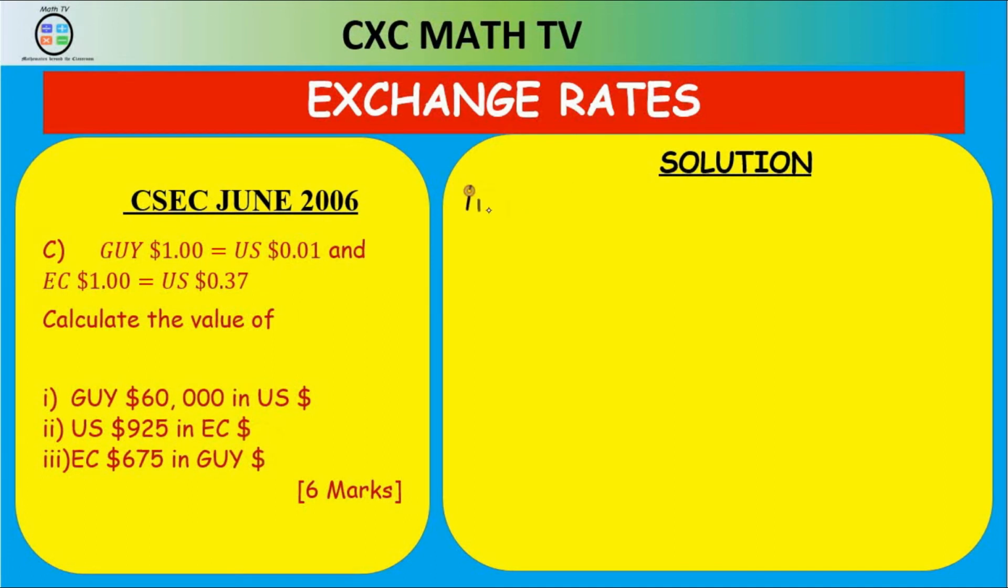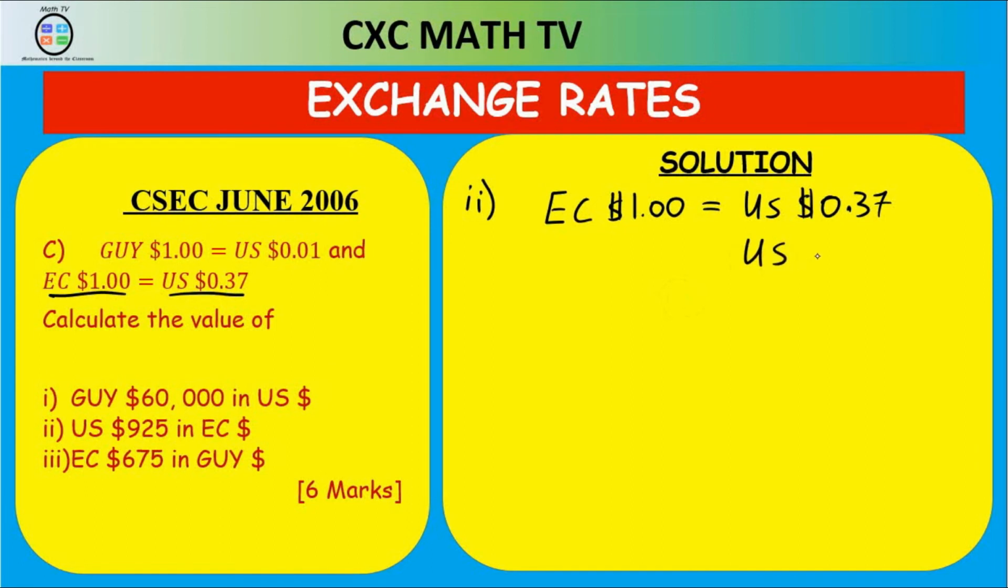No problem. So of course we start by saying we're looking at US and EC. So we're looking between here. In that case now we're going to say EC $1 is equal to US 37 cents. And so we need to work out US 925 in EC. So we write down US 925. Notice we keep the US on the right side. It's equal to how much EC? We don't know, so we call that Y.